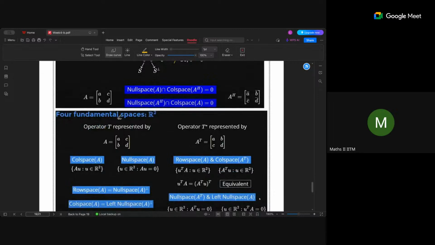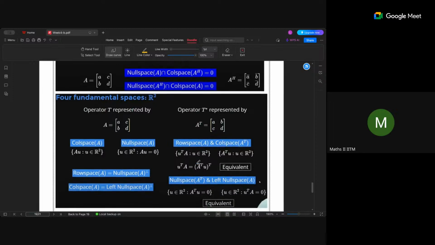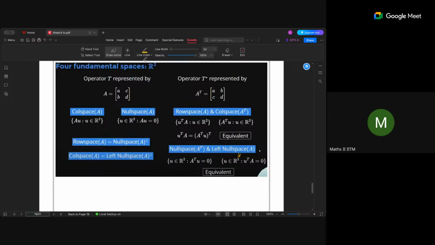So what are the four fundamental spaces? Column space, null space, row space. And what is this left null space? Left null space is nothing but the null space of A transpose. How is that so? What is the null space of A transpose? Null space of A transpose is A transpose U equal to 0, and this is the definition of left null space of A. How are these two the same?